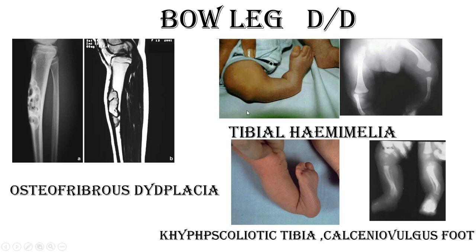And another condition is very difficult to treat. This is called tibial hemimelia. Tibial hemimelia means there is no development of the tibia. There is only fibula, and most commonly this is bilateral. But sometimes you can get a kyphoscoliotic tibia or S-shaped tibia, associated with calcaneo-valgus deformity of the foot. This is called kyphoscoliotic tibia with calcaneo-valgus deformity of the foot.